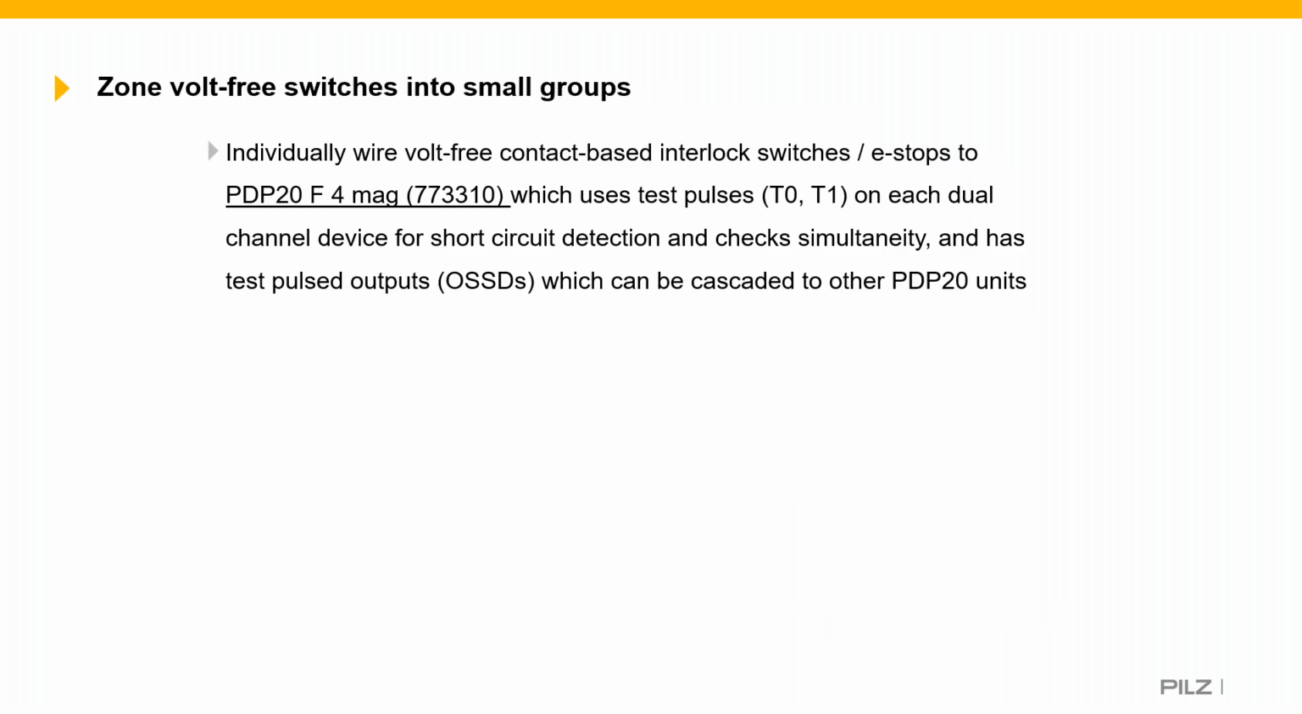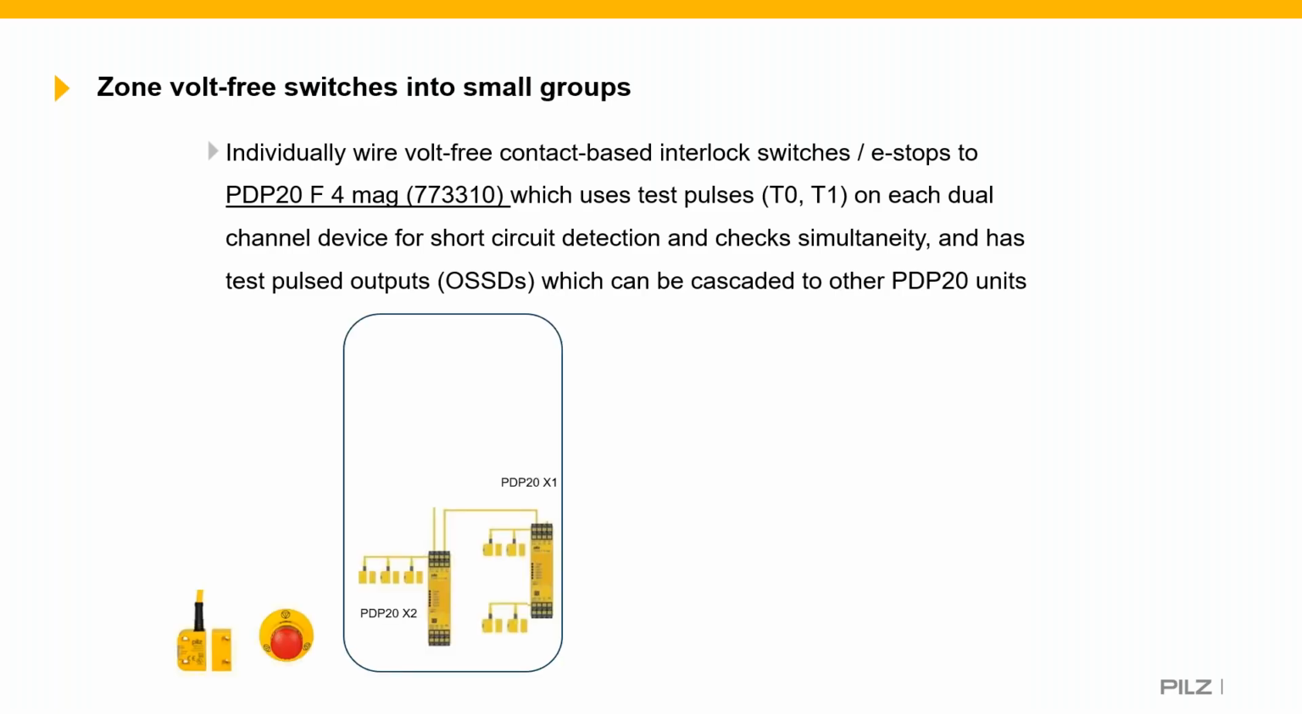We can wire them back into small groups, so individually wire volt-free contact-based interlock switches and e-stops to PDP-20 units, which use test impulses on each dual channel device for short circuit detection and check similarity, and have test pulse outputs, which can be cascaded to other PDP-20 units.